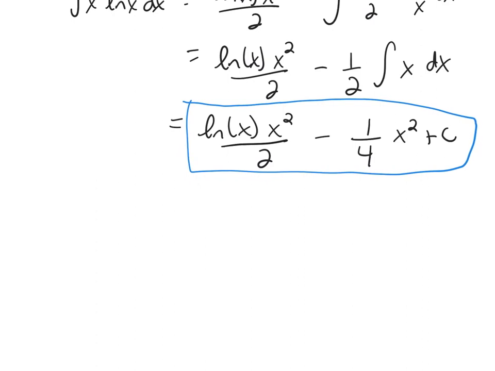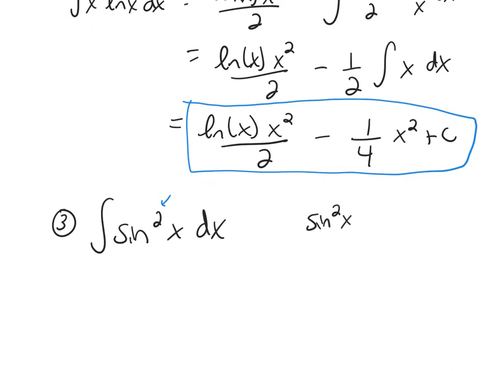The last one we're going to look at is the integral of sine squared x dx. Now this integral only has trig functions in it. It has sine, and you should probably notice the power here. The power here is even. So when the power is even on this sine, we need to use the following formula.